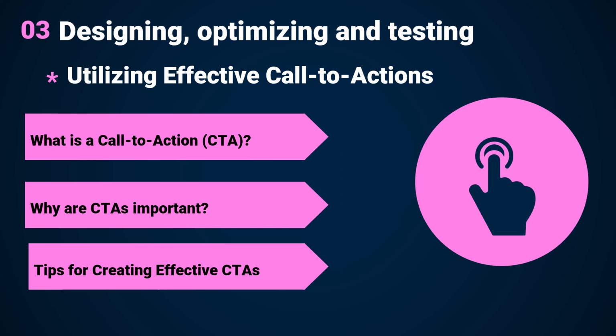4. Create a sense of urgency. Use words like limited time offer or exclusive deal to encourage immediate action. 5. Test and optimize. Continuously test different CTAs and analyze their performance to improve conversion rates.